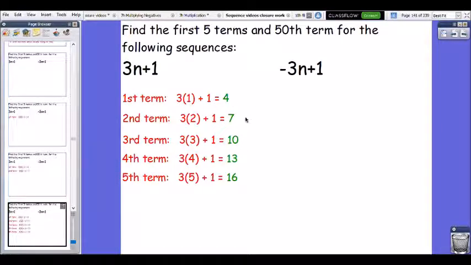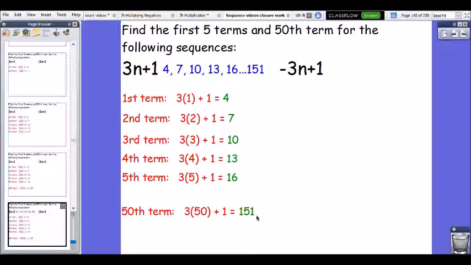So far I've got 4, 7, 10, 13, 16, but then the question also asked me to find the 50th term. Okay, so again I'm taking this rule, and instead of n, I'm going to call it 50. So I'm doing 3 lots of 50 to give me 150, and then add 1 to give me 151. So that's what my sequence looks like. So I've got my first 5 terms, and I've just drawn these little dots just to show that there's a gap between my 5th term and the 50th term.